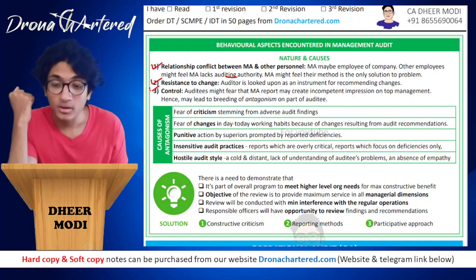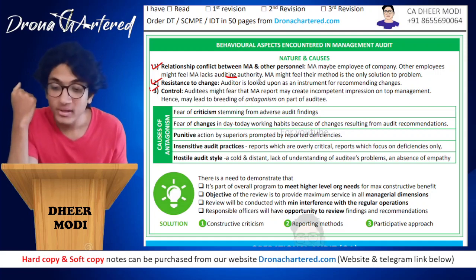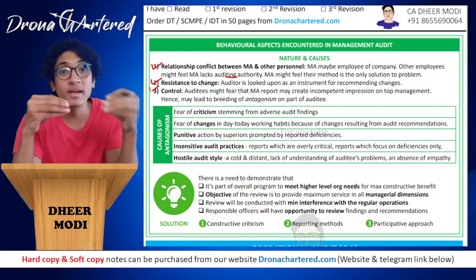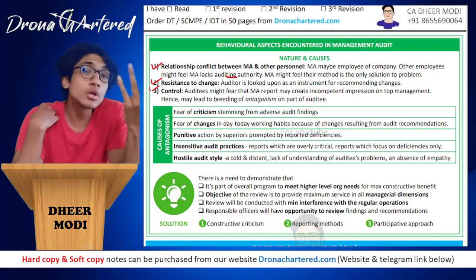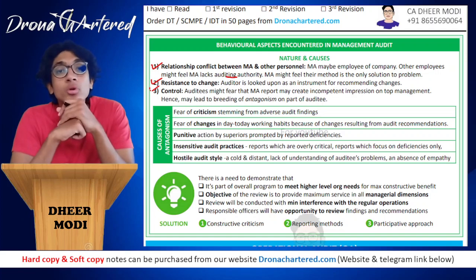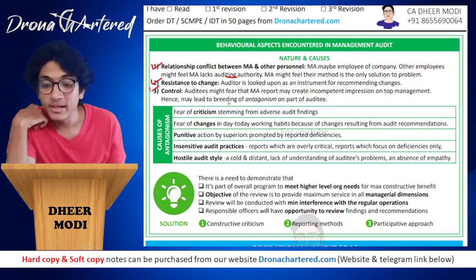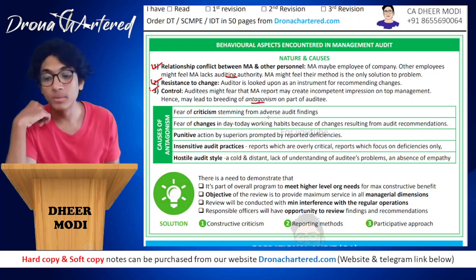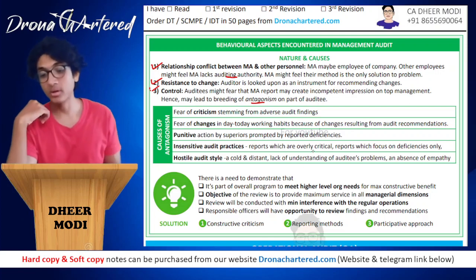Auditees might fear, auditee, that means the client or the person you are auditing, might fear that your management auditor report may create an incompetent impression on top management. That means if the management auditor determines any deficiencies, you might feel that the top management might feel that you are not doing your work properly, you are not competent for this job. Hence, it may lead to breeding of antagonism on the part of your auditee. That means hatred on the part of the auditee.